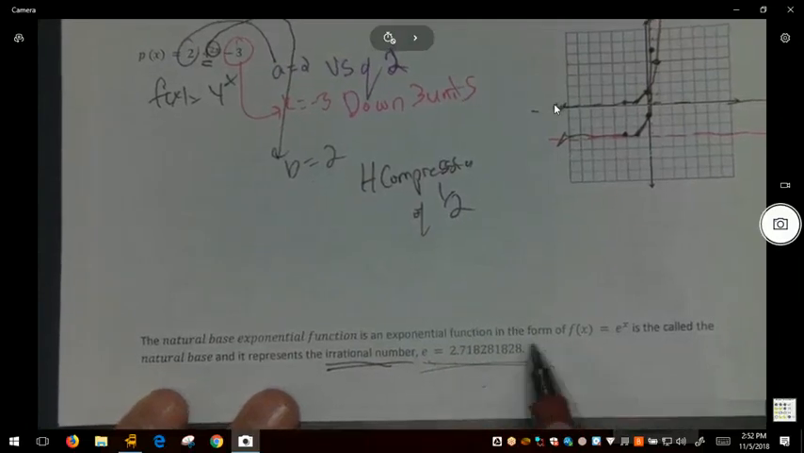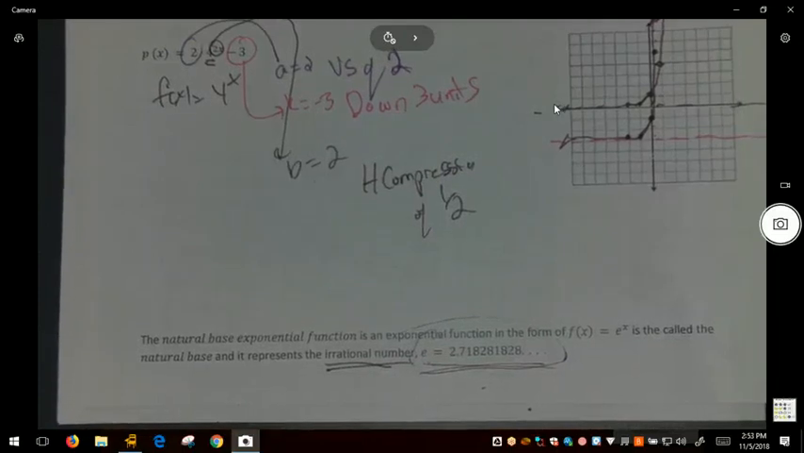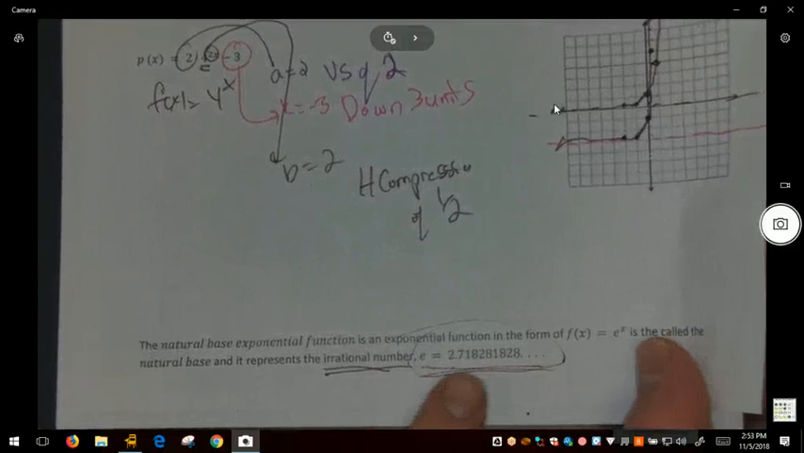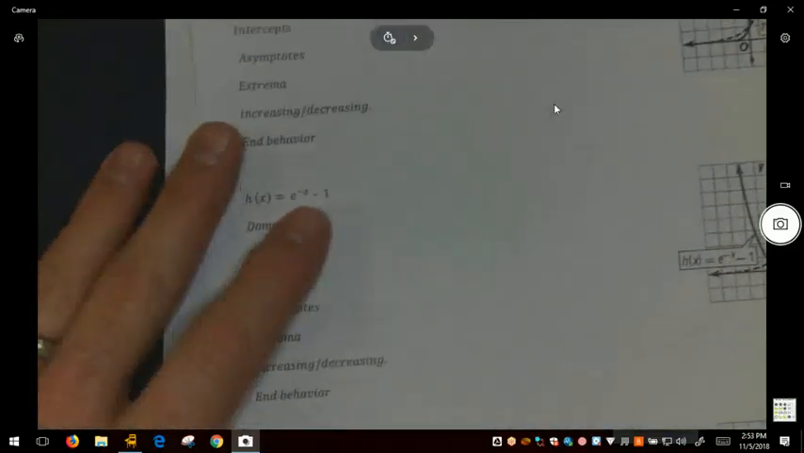This is usually a great number in population growth models. Not that it's solely exclusive to this base. We have other bases depending on the problem. But in natural real-world problems, this is usually the base. That's actually how they found the number. So let's take a look.